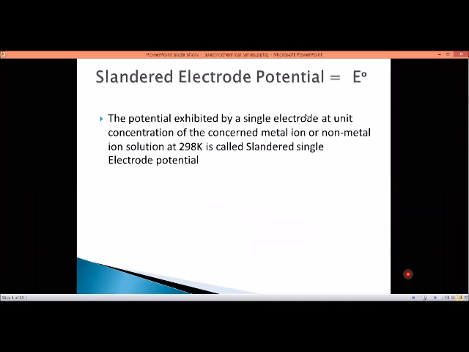Okay. So here, what is the standard electrode potential? We have to maintain a few standard conditions. The concentration should be unit concentration. The potential exhibited by a single electrode at unit concentration. The temperature should be 25 degrees. When we convert 25 degrees into Kelvin, we add 273, so we get 298 Kelvin. So a unit concentration of the metal ion or non-metal ion solution at 298 Kelvin in contact with a single electrode is known as the standard single electrode potential.